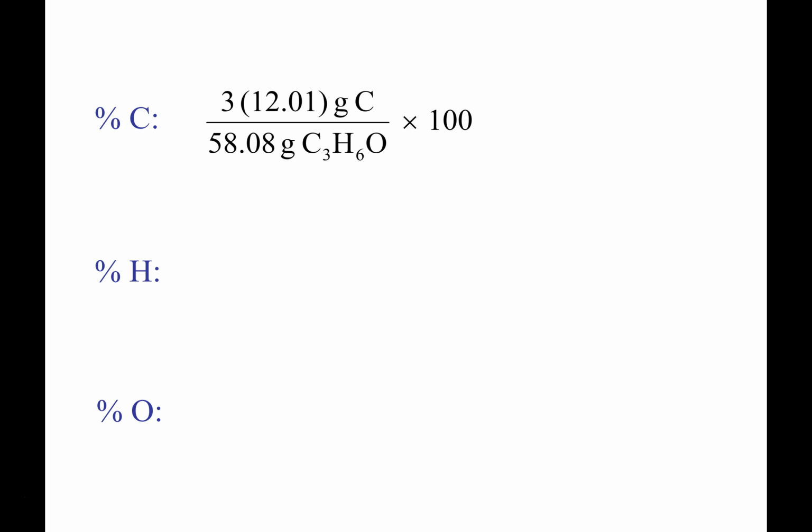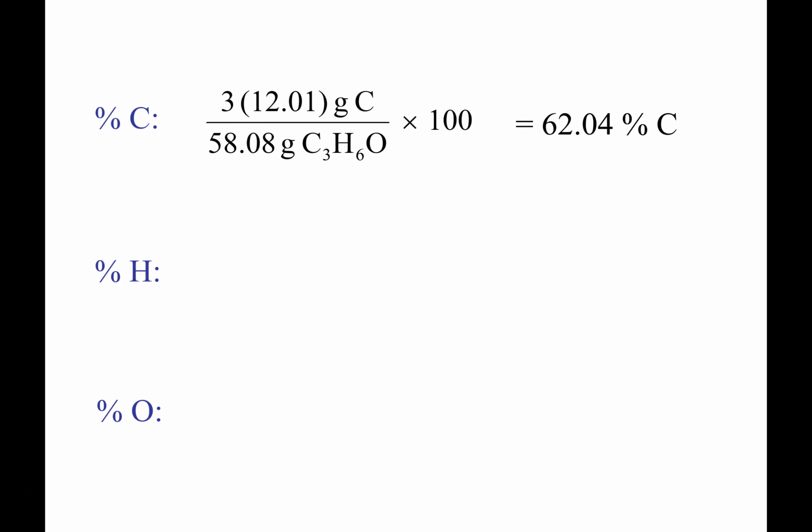For carbon, the weight percent carbon would be 3 times 12.01 grams carbon divided by 58.08 grams of acetone. If we just did that, that would give us a kind of mass fraction. So to give it parts per 100, we multiply by 100%. We round to 4 significant figures. It's not random, it's 4 there. So what I got was 62.04% carbon.